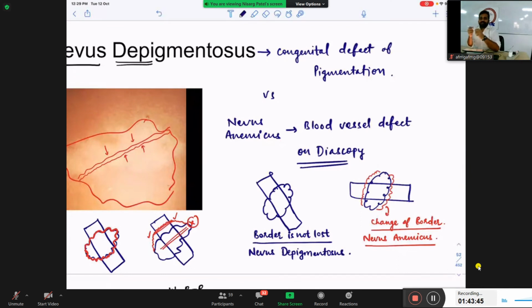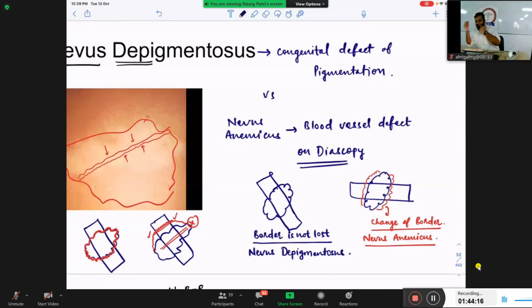What is the meaning of idiopathic? Not known. Most of the time we will not be able to find the cause. But if I tell you which collagen vascular disease can have Raynaud's phenomena, it is scleroderma. Why? Because in the blood vessel there is collagen deposition, and because of the collagen deposition there will be more vasoconstriction.